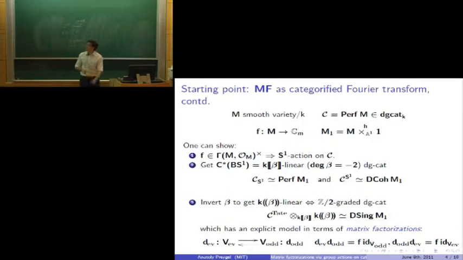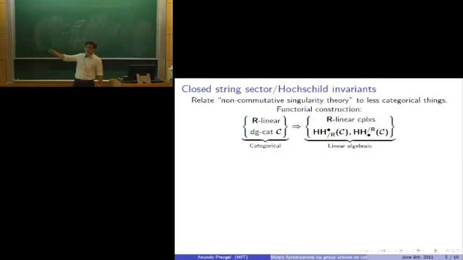Okay? So kind of the goal of this talk is to relate this very categorical stuff, the non-commutative singularity theory, to kind of more classical, less categorical objects. So for instance, in previous days of talk, we've heard about the Frobenius algebra associated to a singularity, at least to a nice singularity. And you might want to ask, are there some linear invariants of this category which are like that? Well, of course, there's a standard construction from a DG category to various linear algebraic data, namely taking these things called Hochschild invariants.